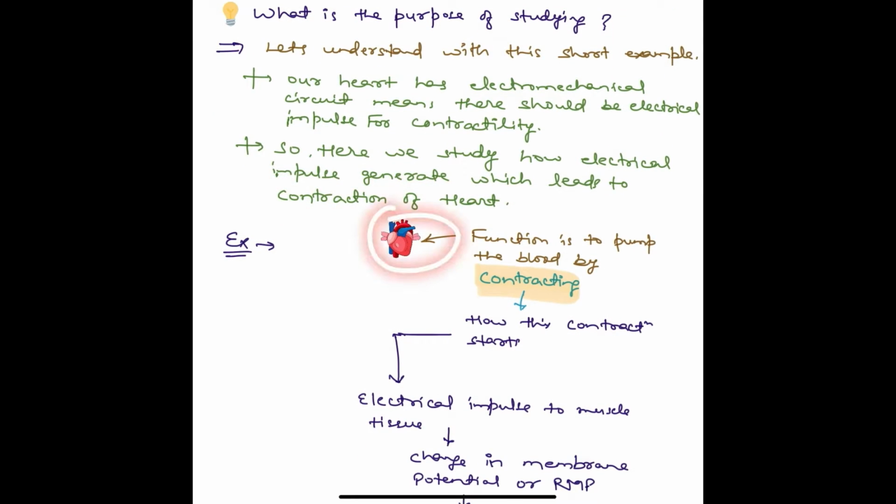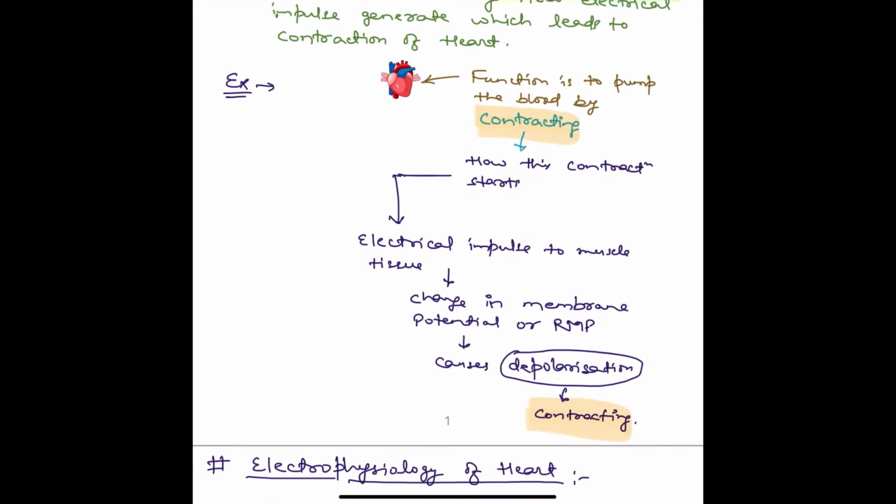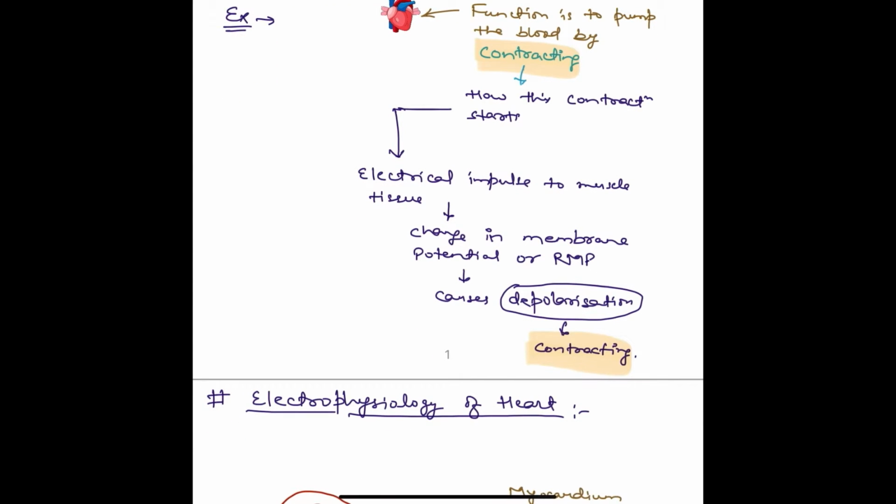Let's have a look at this. Our heart's function is to pump the blood by contracting. So how does this contraction start? When an electrical impulse reaches the muscle or tissue of the heart, there is a change in the membrane potential, or RMP, resting membrane potential, which causes depolarization. In other words, we can say that depolarization equals contracting.